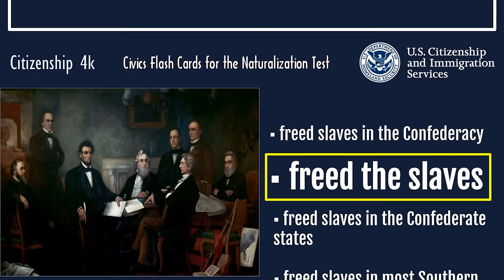When was the Declaration of Independence adopted? July 4th, 1776.